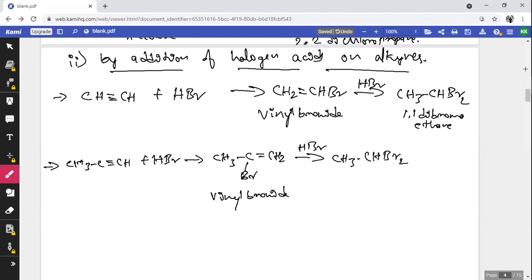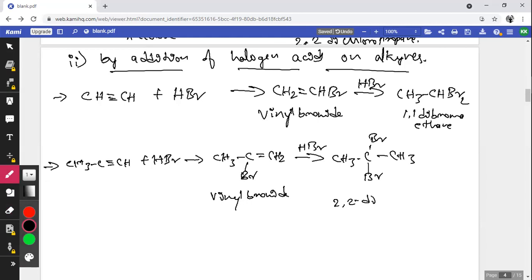CH3CBr2CH3. I will write it in condensed form, no problem: CH3CBr2CH3. The name of this compound is 2,2-dibromopropane. So these are the two methods by which we can prepare gem dihalides.